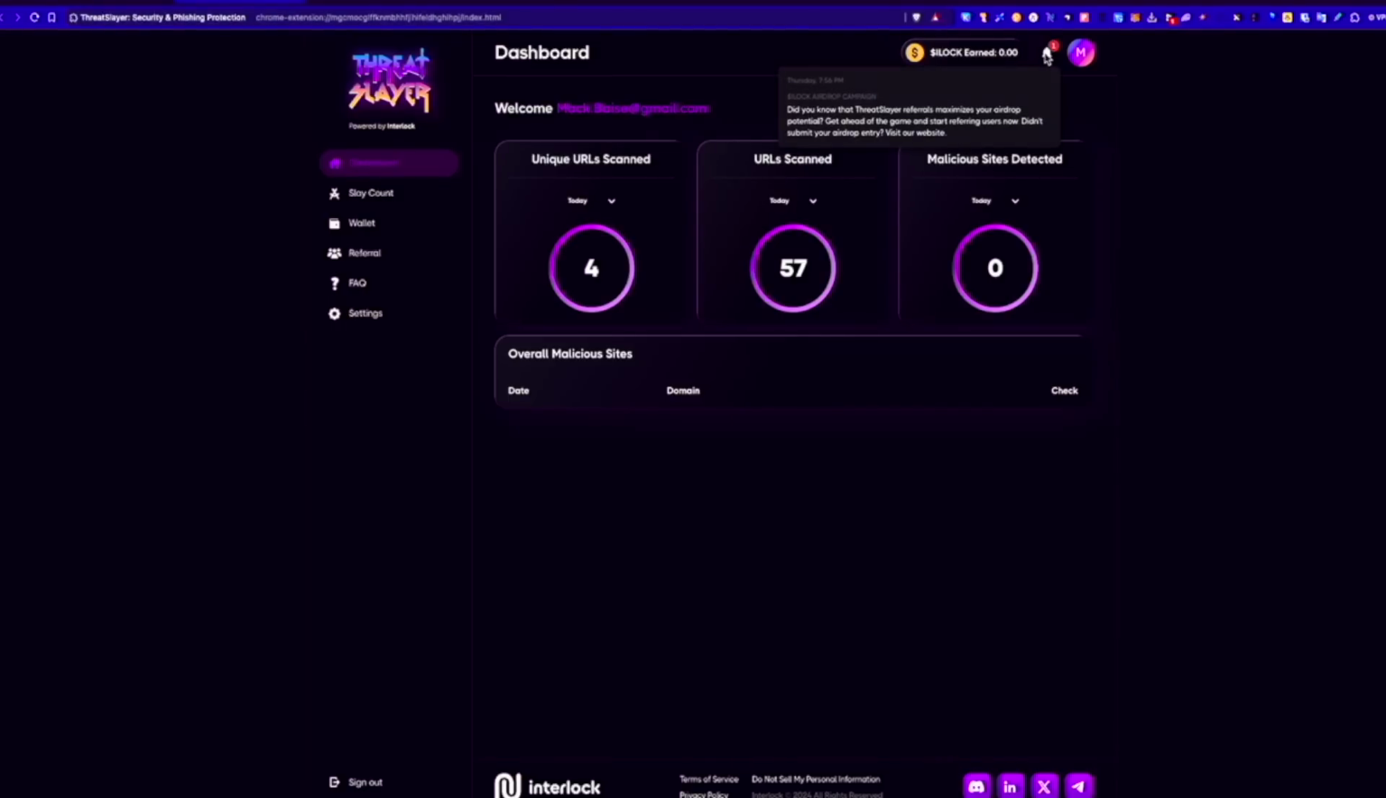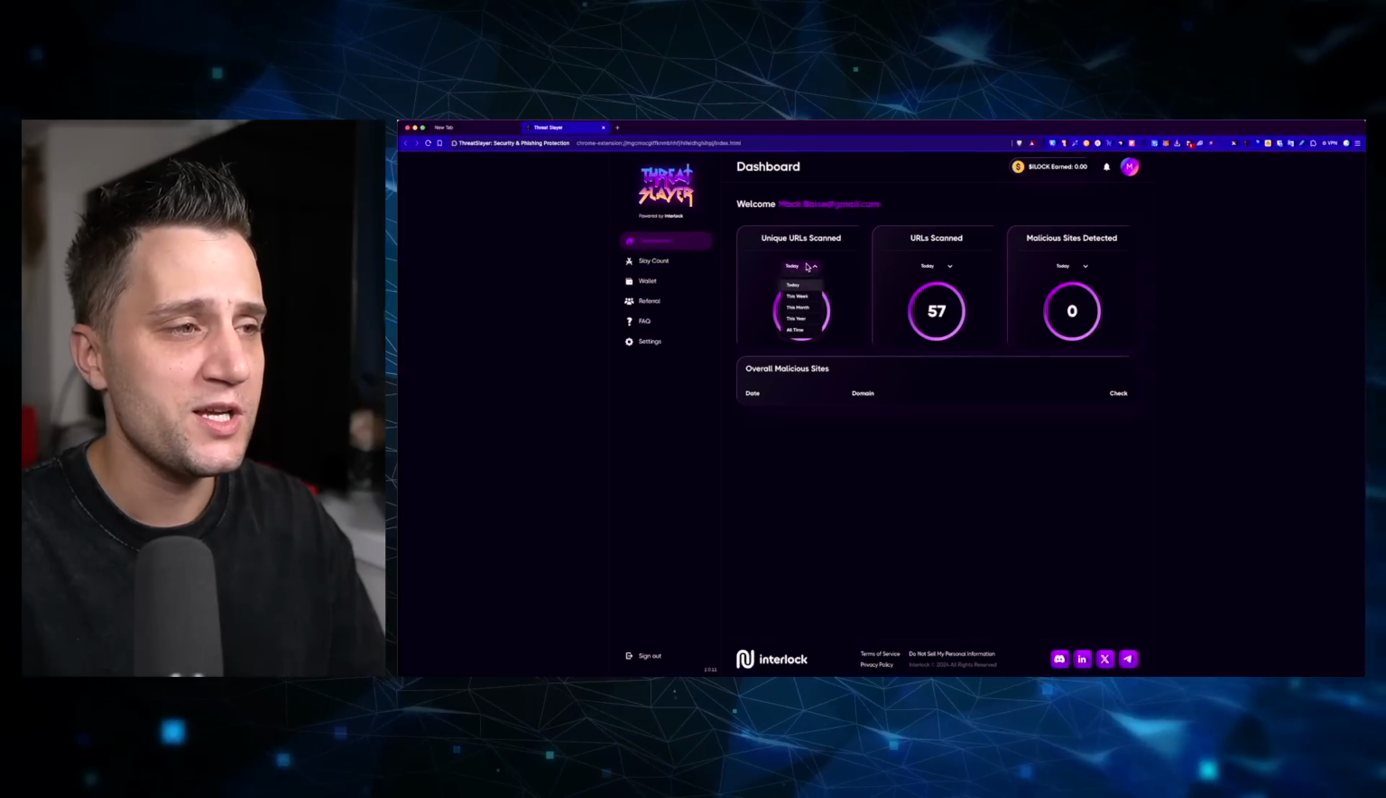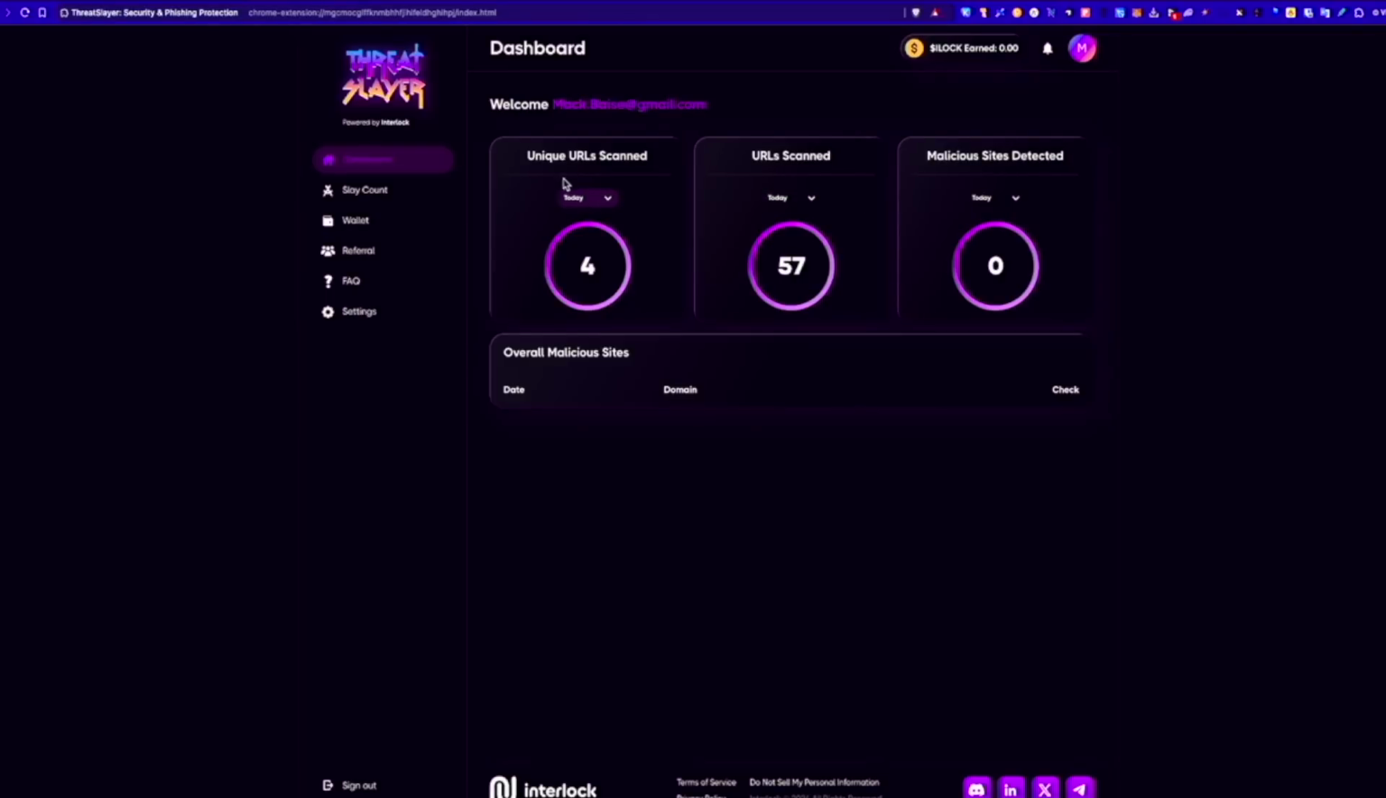Then you have your notifications up here. And even up here, it talks about your referrals, maximizing your airdrop. So it's really good to refer your friends. From there, you see your dashboard. This might confuse some people because it shows you the unique URLs for today. It's kind of small, but if you go up to all time, it'll show you your all time URLs scanned. So this is unique URLs here, and this is your URLs scanned. This is malicious sites detected.